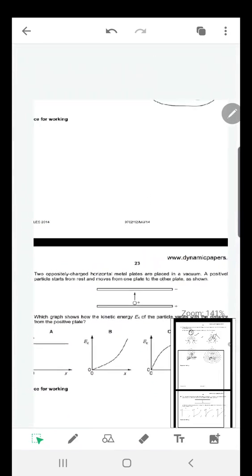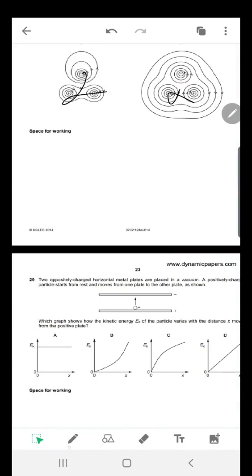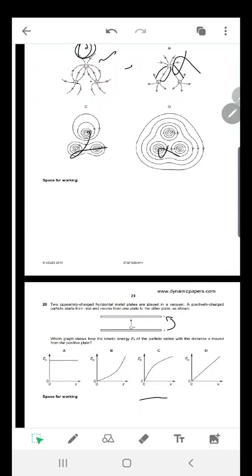Okay, the next part says that two oppositely charged horizontal metal plates are placed in vacuum. A positively charged particle starts from rest and moves from one plate to another plate as shown. Okay, it's going like this. So which graph shows how the kinetic energy of the particle varies with the distance x moved from the positive plate? Okay, this is an easy one.